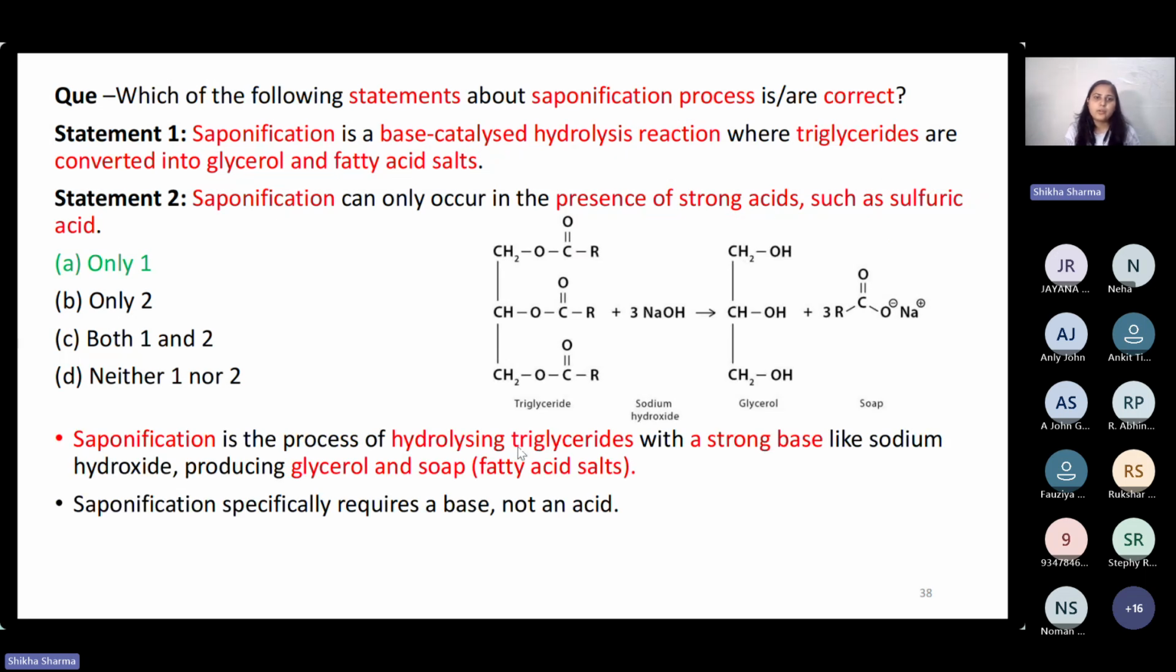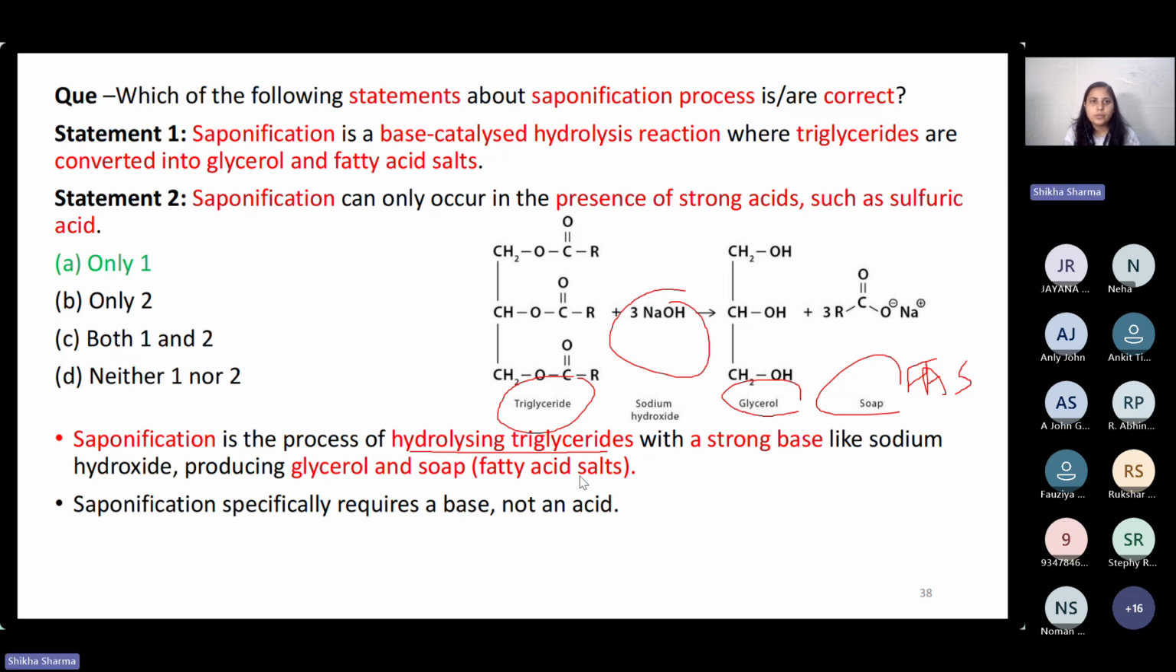Saponification is a process where there is hydrolysis of triglycerides. When triglycerides react with a strong base like NaOH, there will be the formation of glycerol and soap. Soap is basically fatty acid salts. Fatty acid salts will be there.